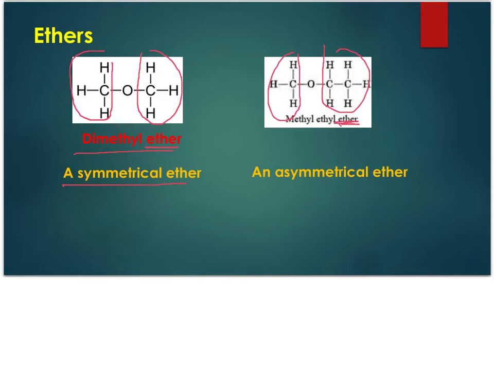Now these will be non-polar. So these will be non-polar, and once they're non-polar, the type of IMF will be London dispersion.